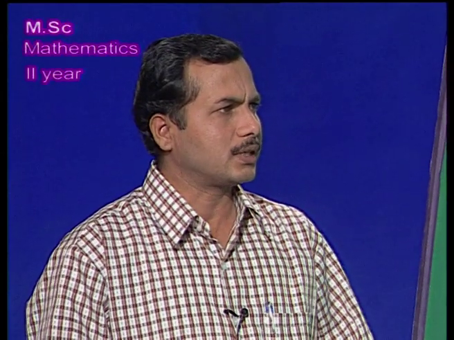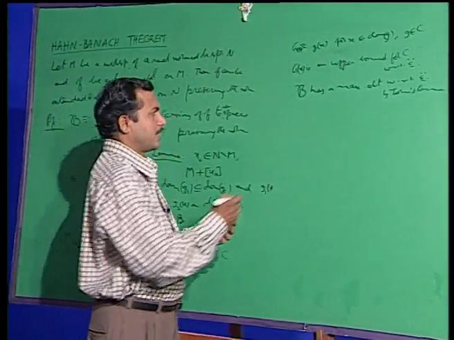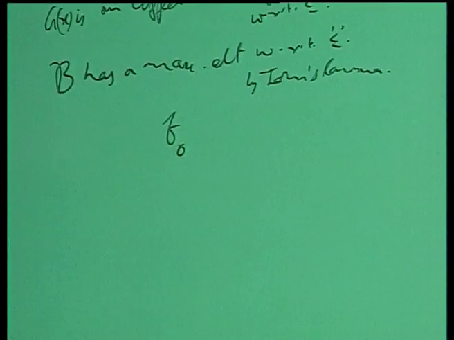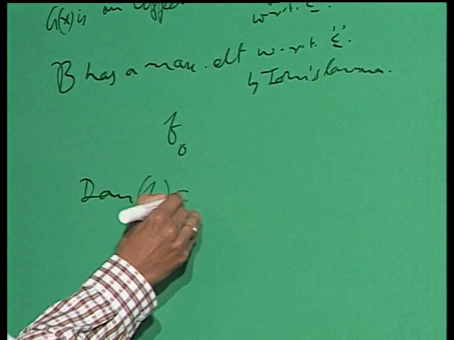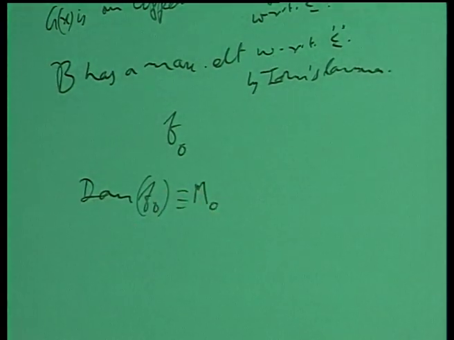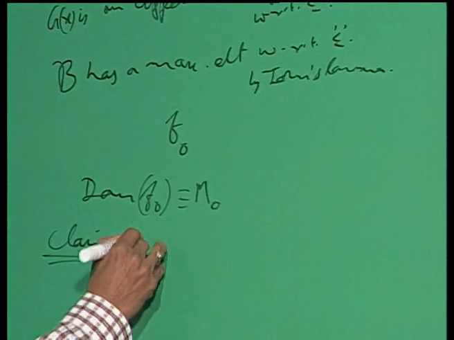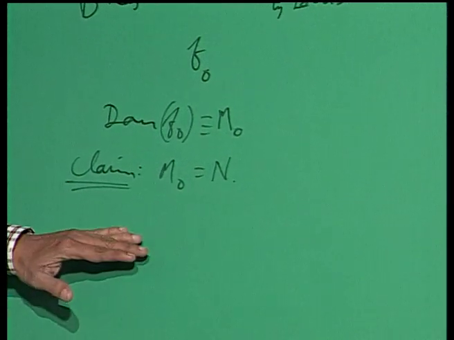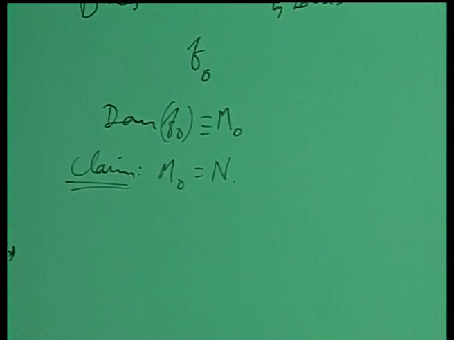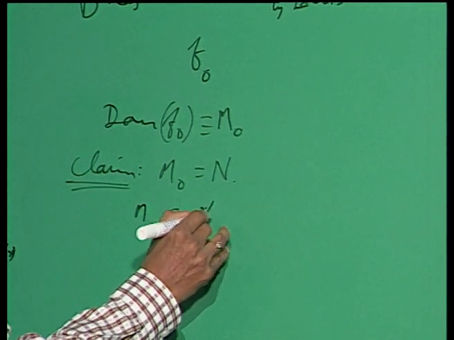So, we have seen that the set capital B has a maximal element with respect to the ordering less than or equal to, say it is F naught. Now, let us call the domain of F naught the set M naught. Now, let us claim that this M naught is equal to the whole space capital N. Let us start with negation to prove this claim. Let us say this M naught is properly contained in capital N.